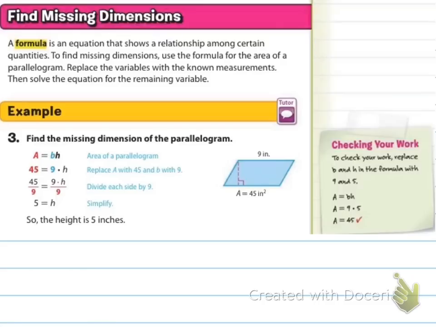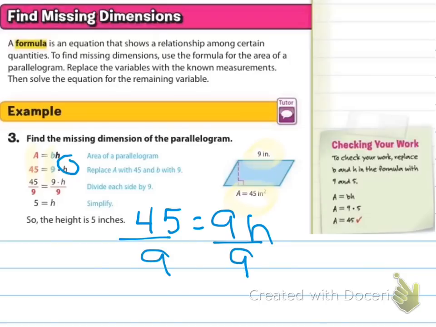If we know the base and we know the area, like we do here, we know that the base is 9, so for base we're going to put 9. We know the area is 45, so for area we're going to put 45. The thing that's unknown is our h value, and that's what we're solving for. We're basically setting up an equation that will solve for h. So we've got 45 is equal to 9 times h. We would divide both sides by 9 to get the h by itself, and 45 divided by 9 is 5, so now we know that the height is 5 inches.